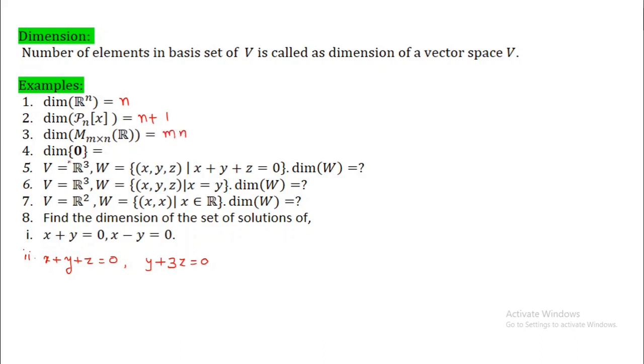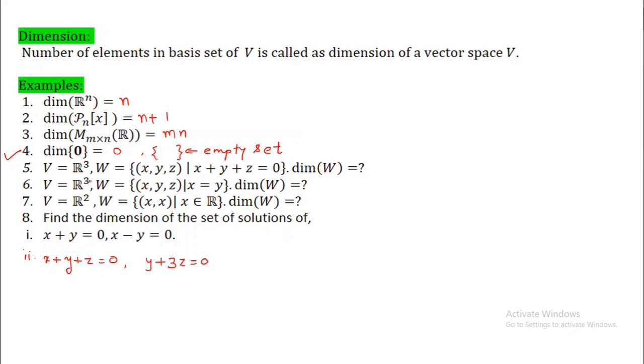Now what can you say about the dimension of the singleton 0? Remember, it is a bold 0, right? So the dimension of the singleton 0 is always what? 0. Okay, just keep this in mind. This is very important. And our basis set in this case is what? The empty set. The empty set is the basis of this singleton 0.